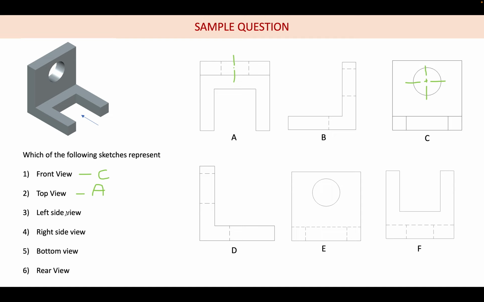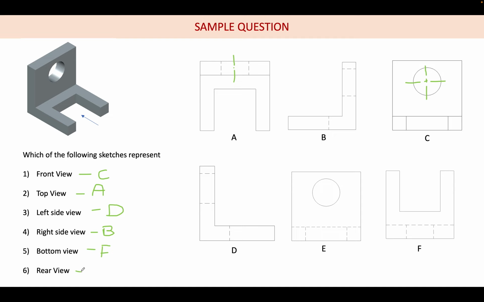D, sir. Okay, correct. Because in the left side view you can see this L orientation is like this. That is there, and similarly this edge will be invisible, and this circle also will be invisible. So it is this case. Right side view, B, because on the right hand side the L orientation will be like this. Bottom view, which means you are looking from the bottom. It is F. Okay. Yes.